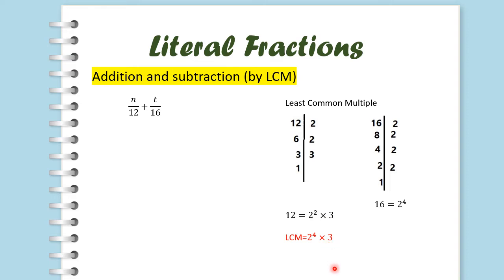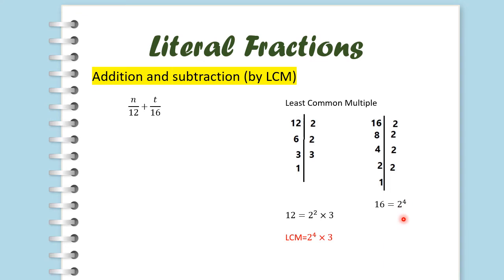So LCM means all the prime numbers with the highest exponent, whereas previously for GCD we took only the common ones with the lowest exponent. Anyway, after we find the LCM here, we need to transform 12 to this LCM, and 16 to this number. Now the easiest way: 12, I know it is 2 power 2 times 3. So the easiest way is to convert 2 power 2 to look like 2 power 4, and the 3 is already there. So for 2 power 2 to become 2 power 4, it's times 2 power 2, which is missing. So I multiply 12 by 2 power 2, which is 4.